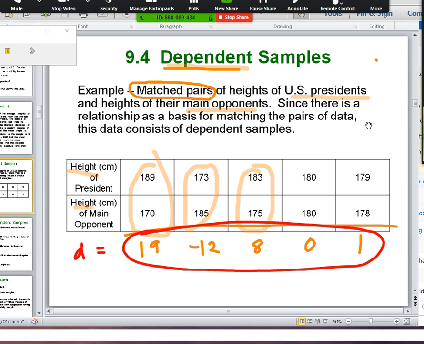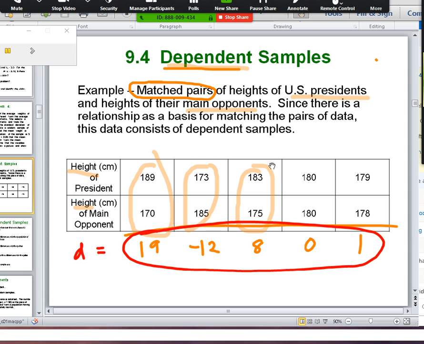Perfect. This section is super, super easy. It's going to be the easiest of all of Chapter 9. You just have to pay attention for the next 2 or 3 minutes, because all it is is one little extra step, and it's really not hard at all. The hardest part of this is realizing that it is dependent. How do you know it's dependent?